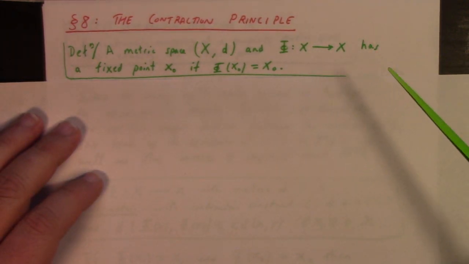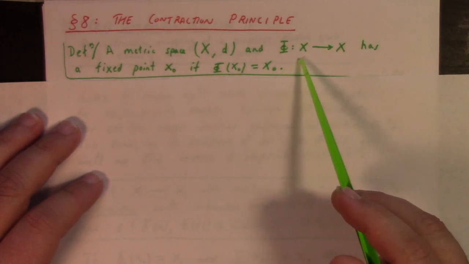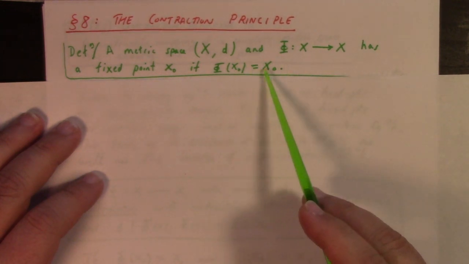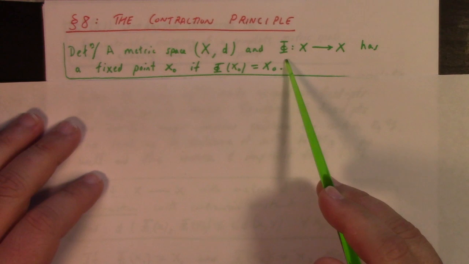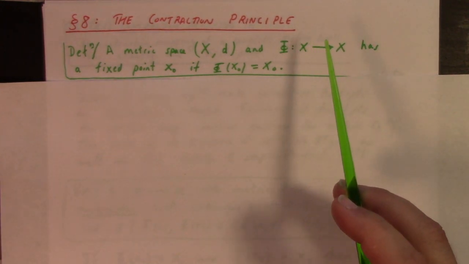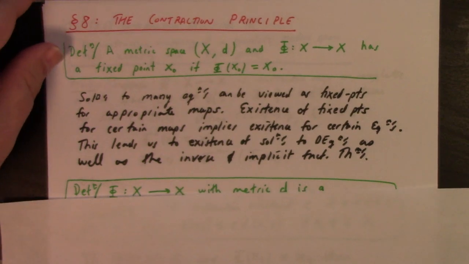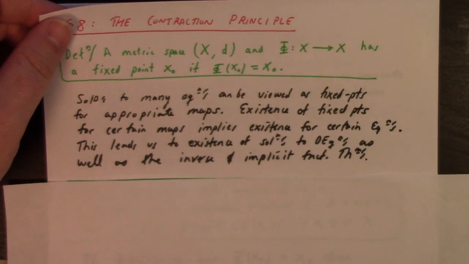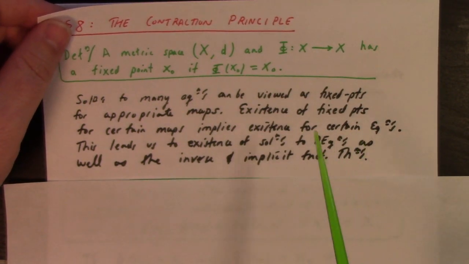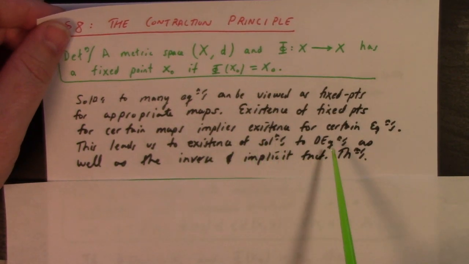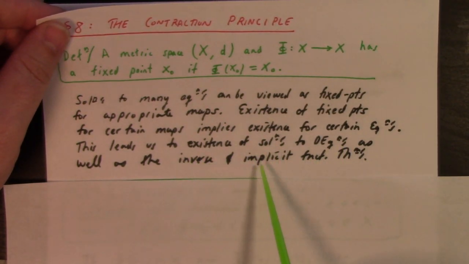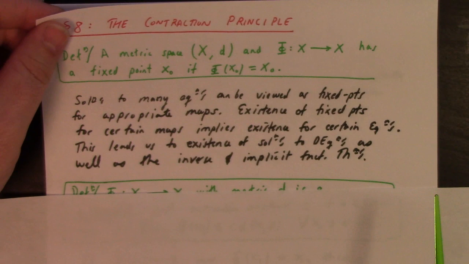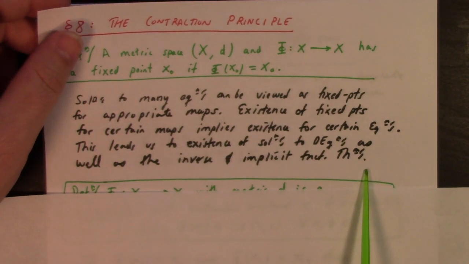So the initial idea is just to look at a function from a metric space to a metric space. All right, and if that function has a point which just goes back to itself, then that's said to be a fixed point of phi. All right. So many equations can be viewed as fixed points for the appropriate maps. Existence of fixed points for certain maps implies existence of solutions for certain equations. And so this leads to the existence of solutions to differential equations, as well as the so-called inverse and implicit function theorems.